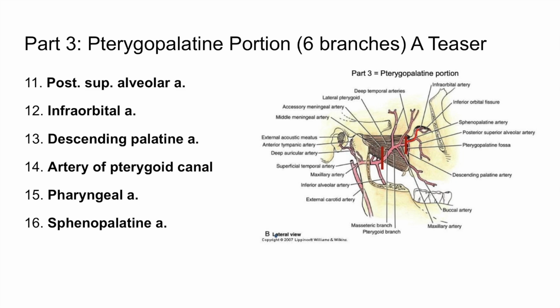So the takeaway here is that part 3 equals deep distribution, okay? Teeth, orbit, palate, pharynx, and nasal cavity. If you anchor each branch on that destination, just think of the name, right? So again, when reviewing these, just break them up, take them step by step.